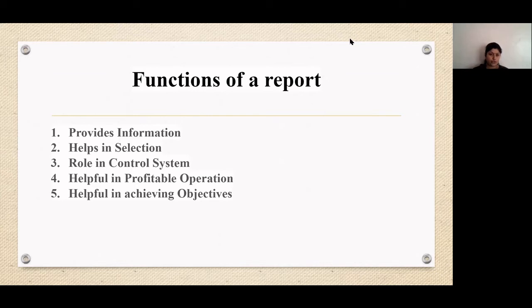Okay, and the last is helpful in achieving objectives. Now all the reports come along with the objectives which have been specified by the organization. If we are doing a business, we are doing it with a particular purpose, and if we are making a report, it is related to a specific thing.